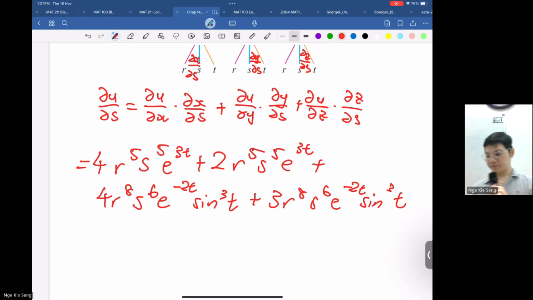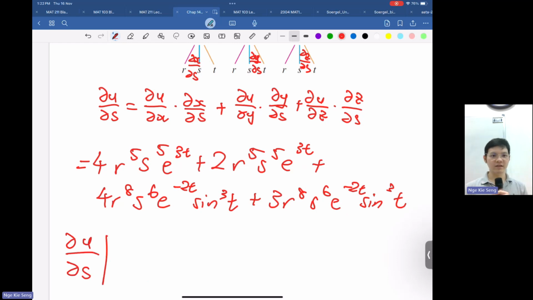Let's check. You have 2 terms with sine, 2 terms with exponent. Okay? If you have a problem, just shout out loud. So I will just continue first.